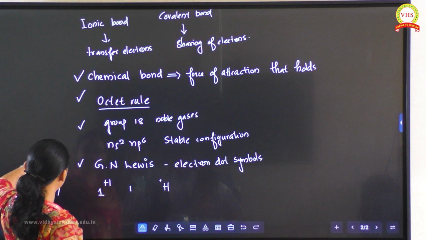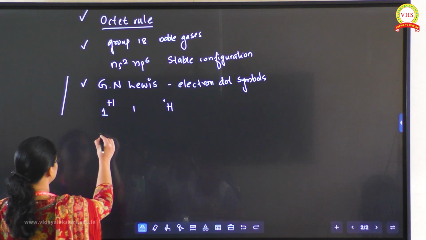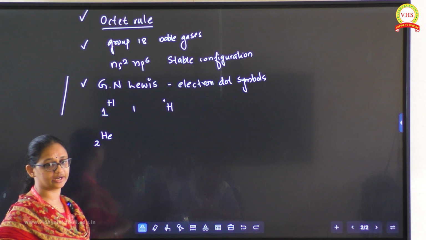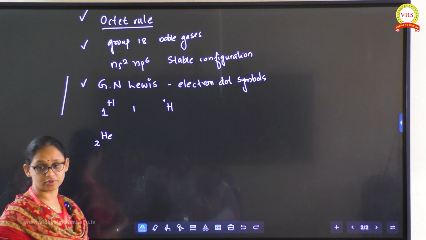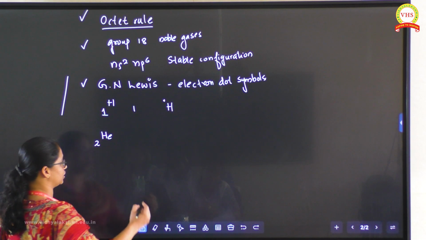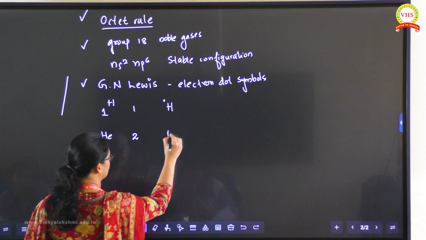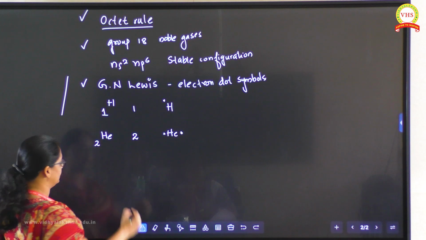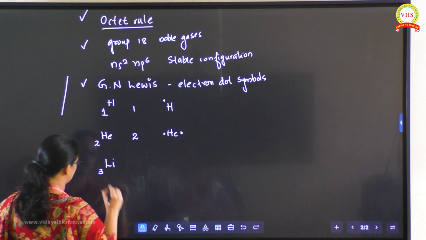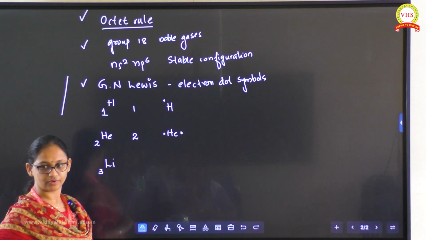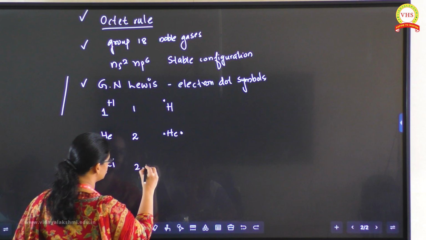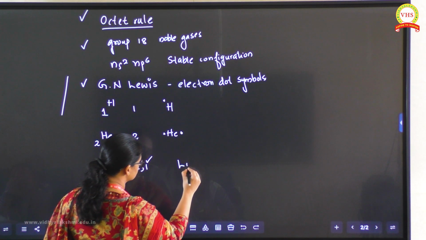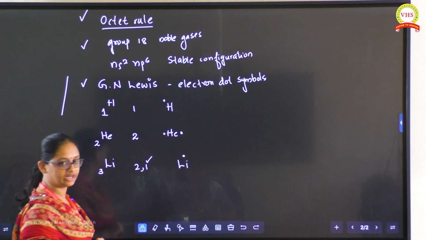Clear? Then another atom, it is helium. Helium atomic number, it is 2. Outermost shell, how many electrons are there? 2 electrons. That is valence shell, 2 electrons. So helium, valence shell, 2 electrons. Clear? Then next it is lithium. Lithium atomic number, it is 3. Okay. What is the electronic configuration? 2, 1. Valence shell, how many electrons are there? 1 electron. So lithium, valence shell, 1 electron.